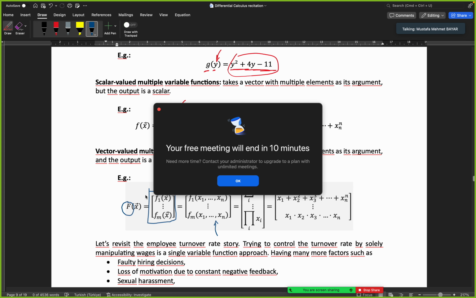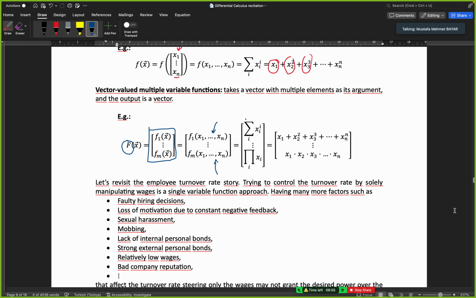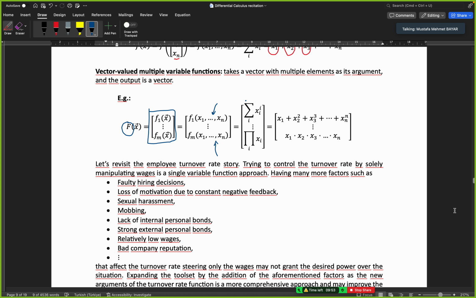Let me just try to explain the practicality of this. So we try to identify some things that affect the turnover rate, the faulty hiring decisions, loss of motivation, and so on. If you just take control over the situation and start manipulating these arguments, yeah, it's straightforward. You're going to just mend the situation, you're going to lower down the turnover rate, and your company should be happy.